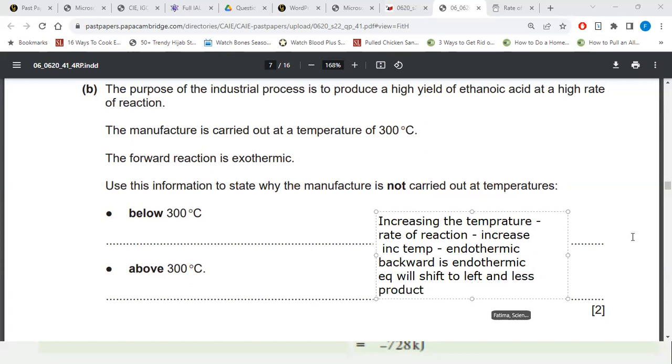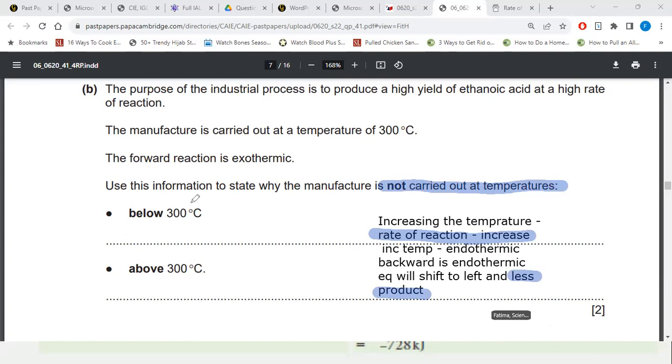So the good thing about going above 300 is that my rate of reaction will be high. My reaction will be faster. But what's the bad thing about it? I will get less product. So that's the reason I don't want to do it above 300, because above 300 I will get less product. And that's your answer. You don't have to write in all this explanation. It's a 2-mark question, one statement for each.